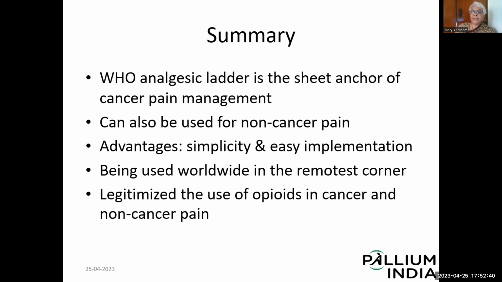To summarize, the WHO analgesic ladder is a sheet anchor for cancer pain management. It can also be used for non-cancer pain. It's simple, easy to implement all over the world, and most important, it legitimized the use of opioids in cancer.